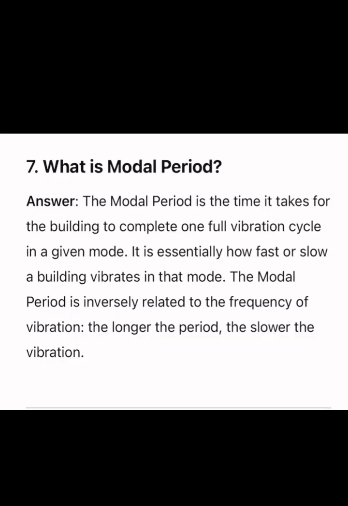The modal period is inversely related to the frequency of the vibration. The longer the period, the slower the vibration. That means it takes more time to complete one cycle. That means vibrating slowly. If it moves slowly, it takes more time, right? The same way, if the structure is in its first mode, it will have a longer period. That means it's moving slowly. The higher modes have higher frequencies and move very fast. So the frequency is more, but the period will be less.